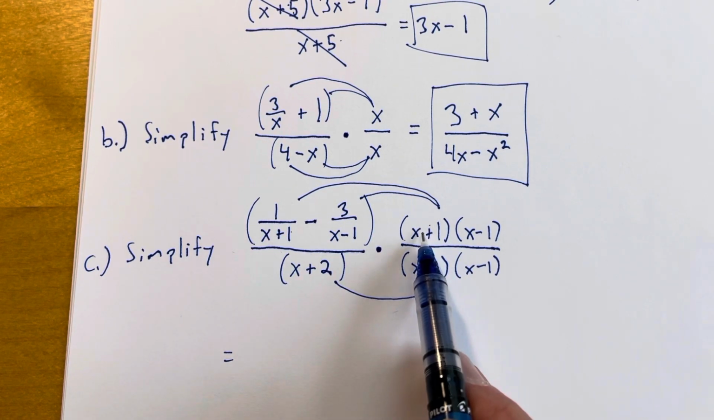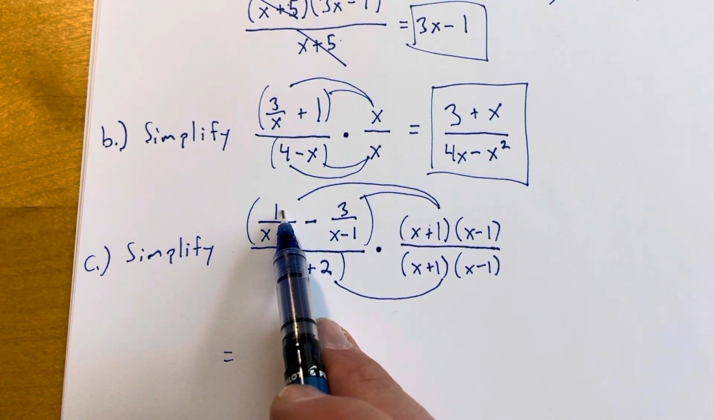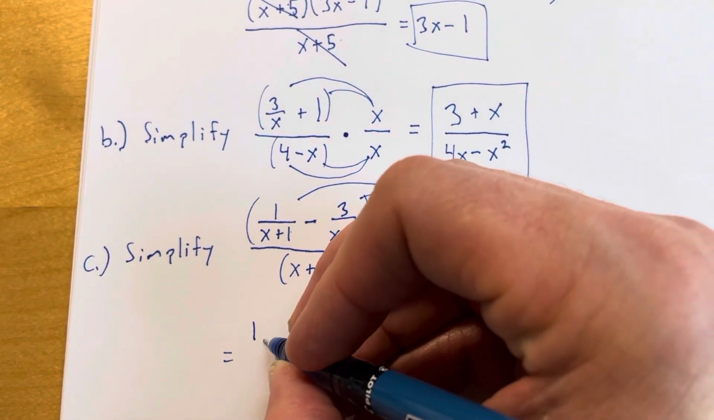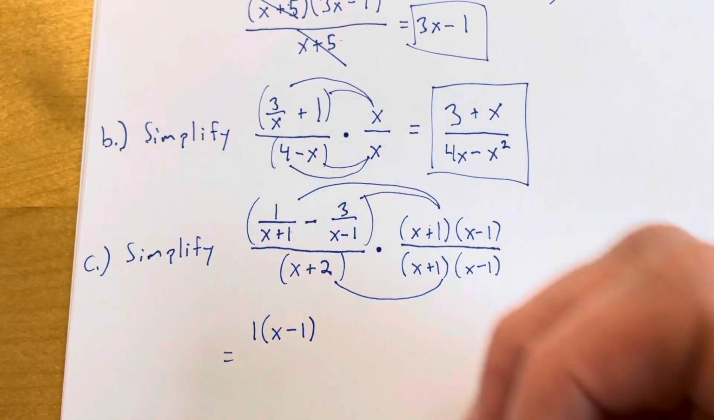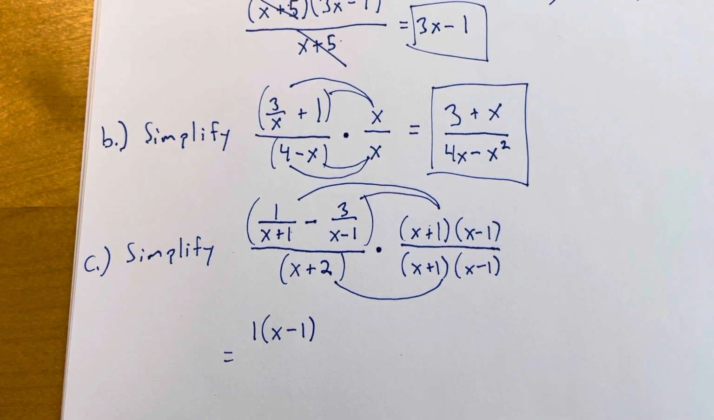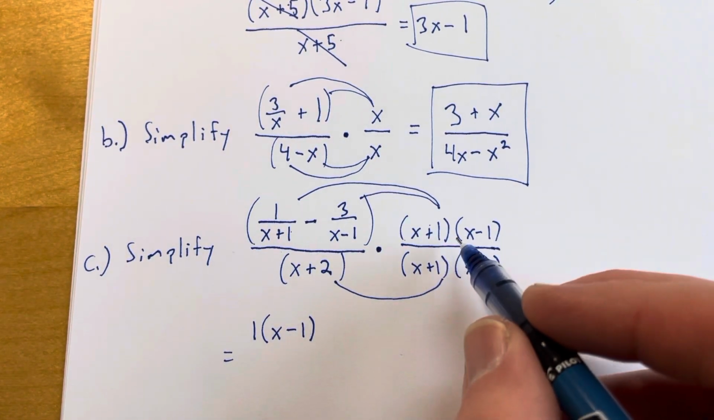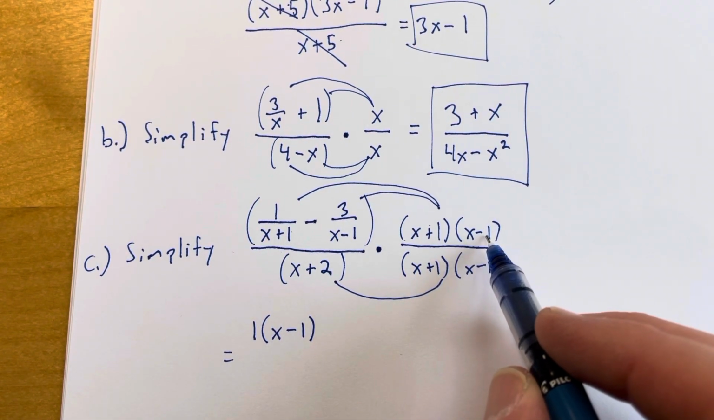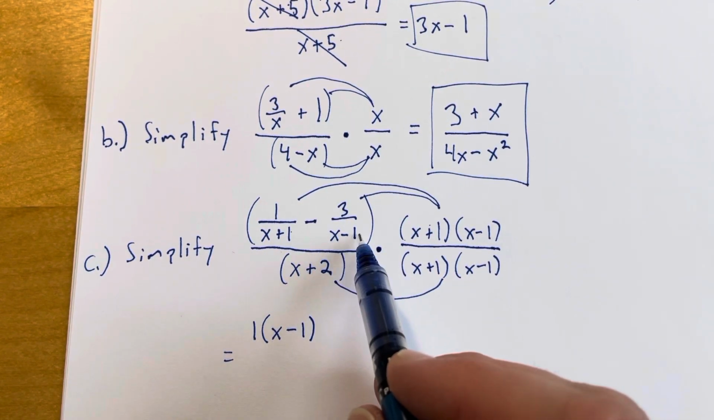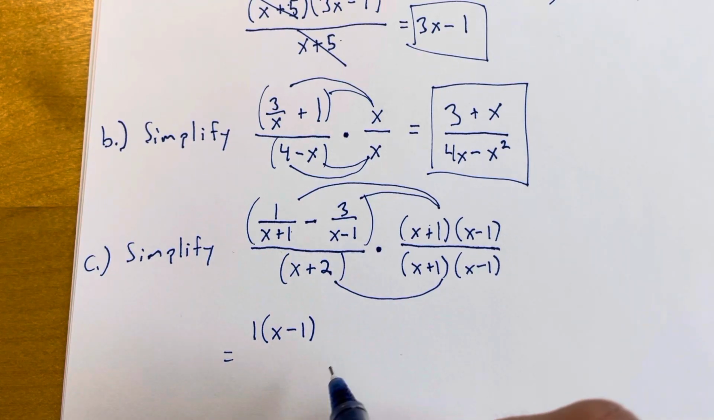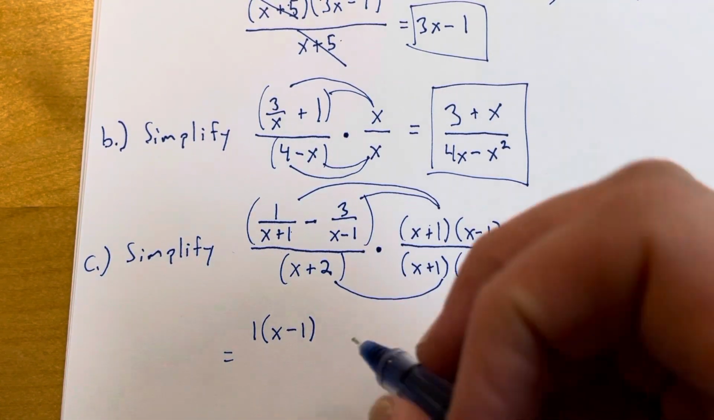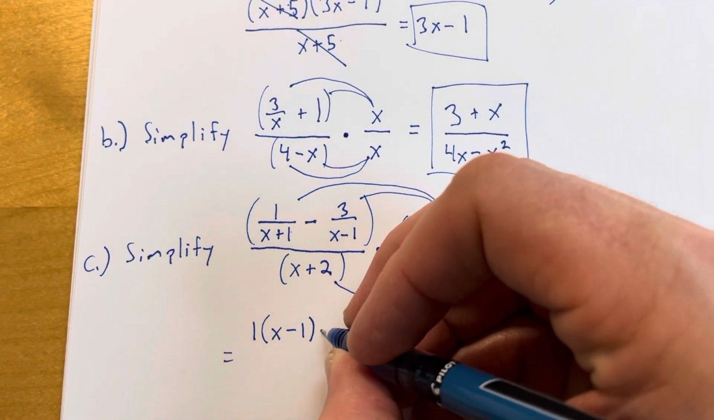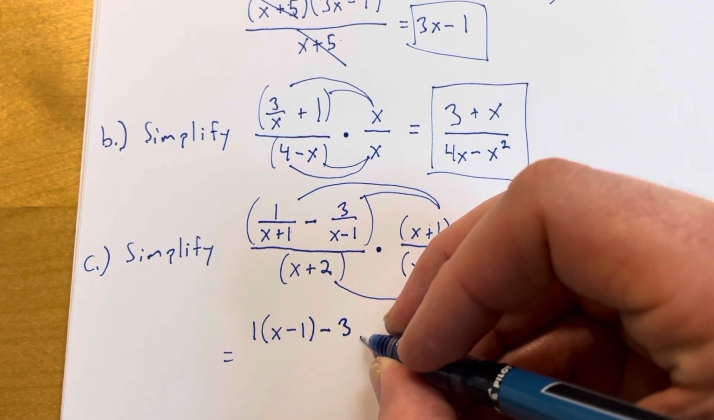This and this cancel. What's left is the 1 here times the x minus 1 there. So I get 1 times x minus 1. That's all that's left. Next, when I distribute this to that rational expression, this x minus 1 here is going to cancel with this x minus 1 in my denominator, leaving me with just 3 times x plus 1. But be careful to keep that minus right there. So we're going to think of that not as a 3, but really as a negative 3.